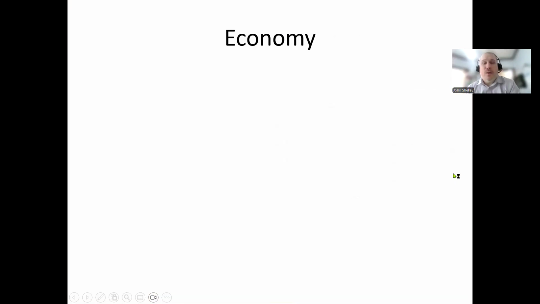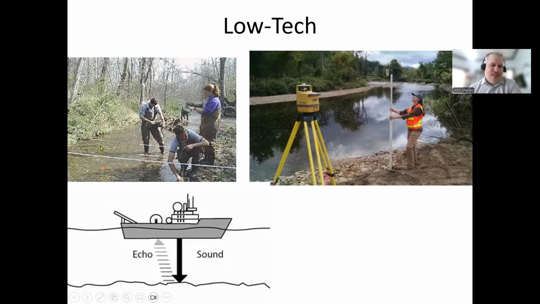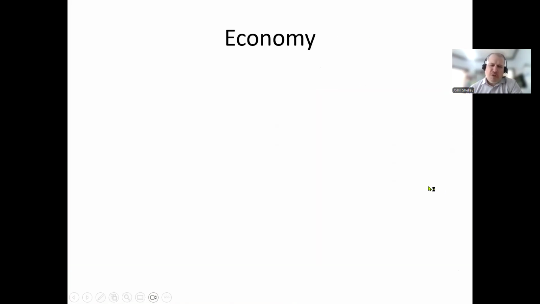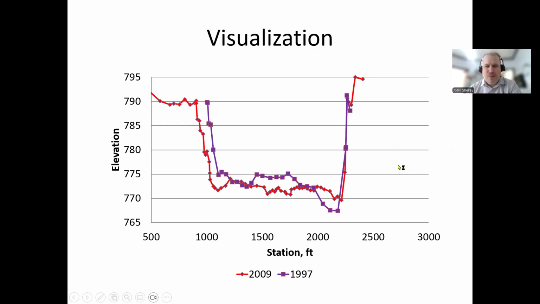Economy. So if you're doing something like this, it can be done very inexpensively. And even if you have more sophisticated equipment, the time it takes just to get one cross section across the channel or a few cross sections is pretty modest. So they're less expensive than more distributed kinds of surveying methods.